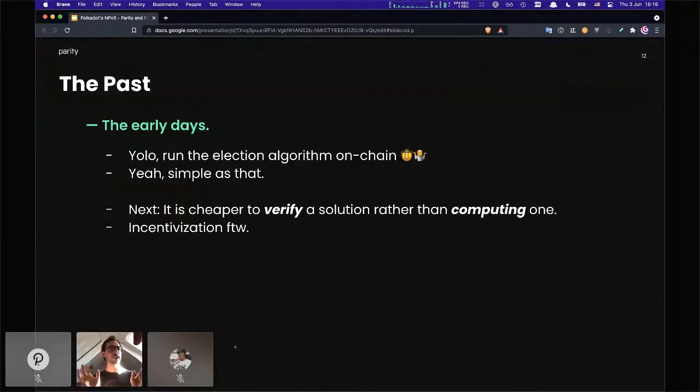Until we realized that you can't run an algorithm that solves an NP-hard problem on-chain, because it's quite difficult. And the observation, or the plan, was to leverage the fact that it's much easier to verify any external solution to this NPoS problem rather than compute it. So we thought, okay, we're going to offload the work to some off-chain entity and only verify it on-chain.